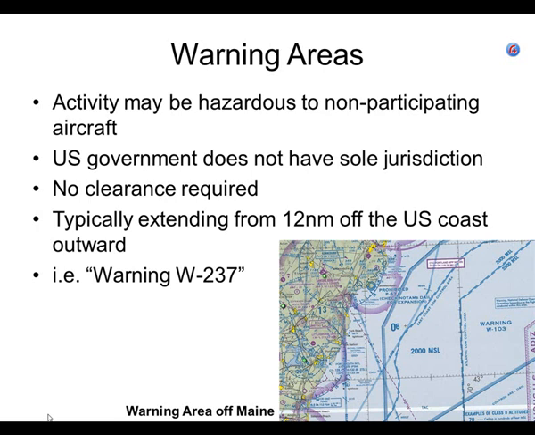So warning areas are like restricted areas, but they're off the coast. The airspace isn't owned by the U.S., so you don't have to talk to anybody to fly in them, but you're stupid if you don't. We could look up warning areas on our chart, and it would say who the controlling agency was. If we wanted to fly through it, that's fine, but it's recommended that you call up the controlling agency so there's not an airplane above shooting 50 caliber bullets.